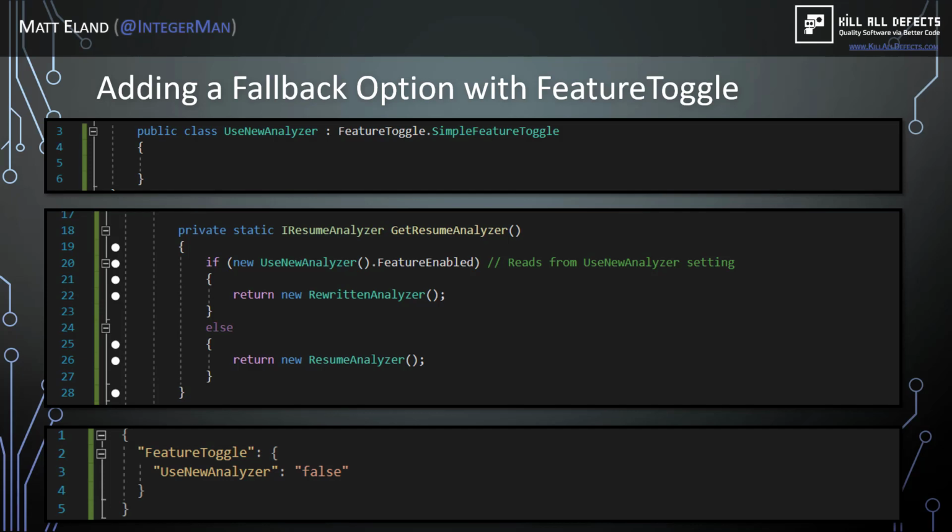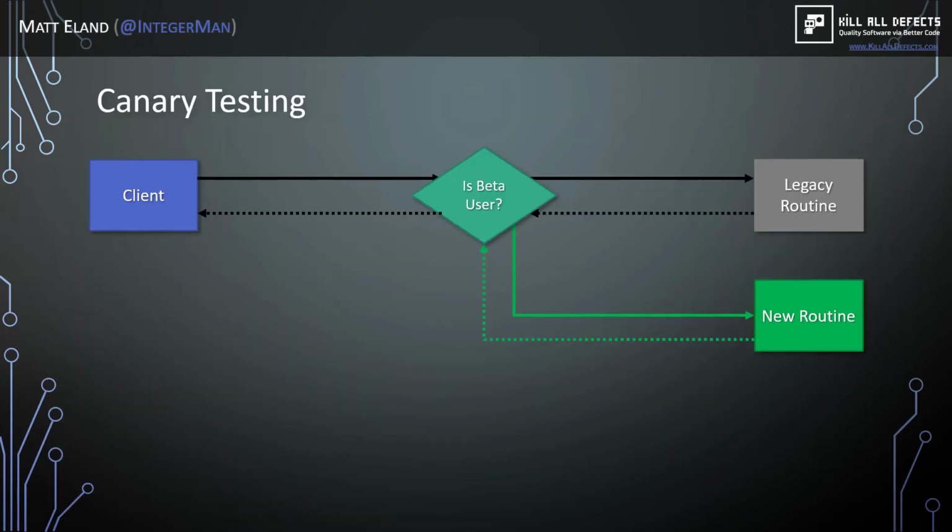Okay, so let's talk about canary testing. Canary testing is very similar to a feature toggle, but we have something like, are you a beta user? If you are, we're going to give you the new routine instead of the old routine, and that way if there's an error in the new routine, only a small subset of our users who were beta users are affected.